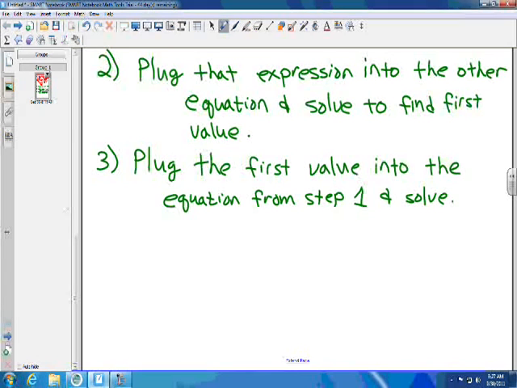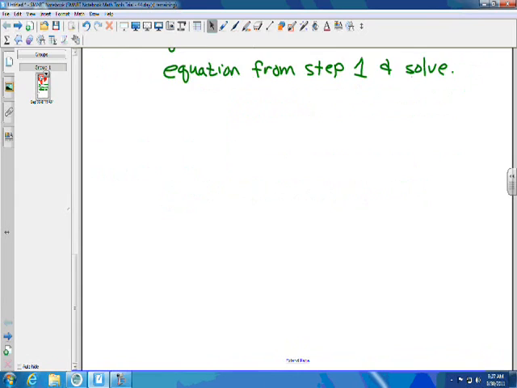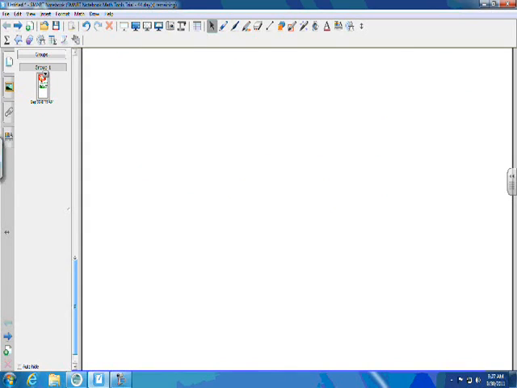So I'll do one more substitution, and then we'll go on to elimination. So x minus 3y equals 2. x plus 2y equals 15.